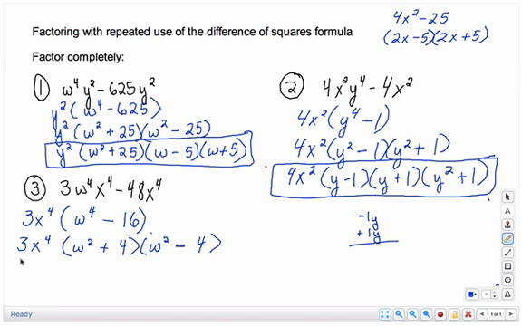Okay, now I can't do anything else to the 3x to the 4th. W squared plus 4 is factored as far as it can be factored. And then w squared minus 4 is the difference of two squares again. W times w gives me w squared, and 4, I can break that down into 2 and 2. And I need one plus and one to be a minus. And that's as far as I can factor that.